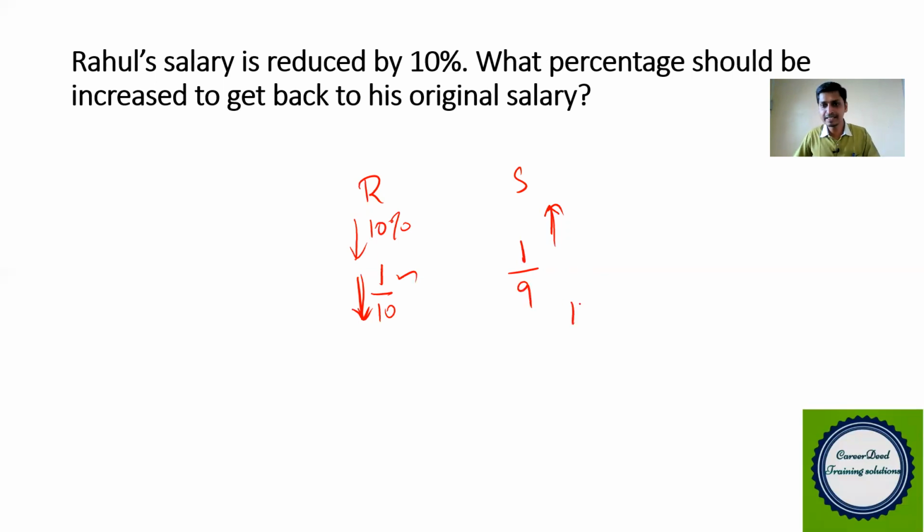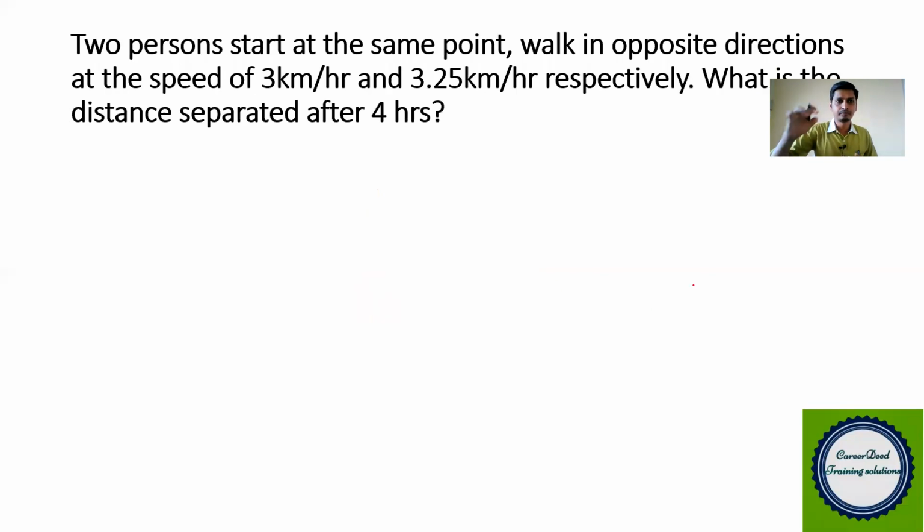What is 1 by 9? It is 11.11%. So this becomes your answer. So Rahul's salary is reduced by 10%. To get back to the original salary, his salary needs to be increased by 11.11%. This is your answer. Okay. Now moving to next problem.